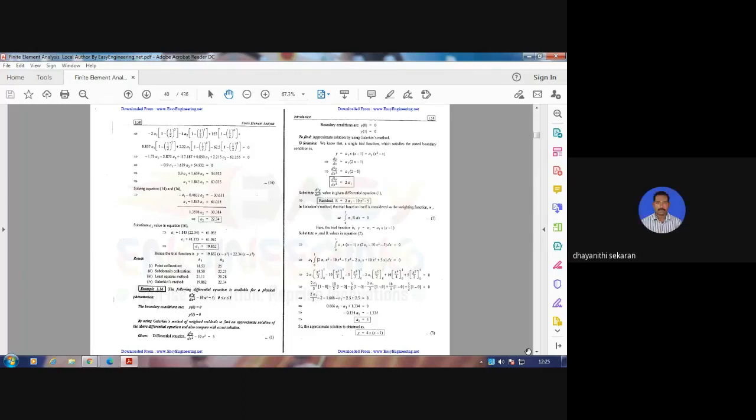In this problem, is the trial function given or not? No, sir. How will you solve without the trial function being given? We need to assume a trial function, based on the boundary conditions.